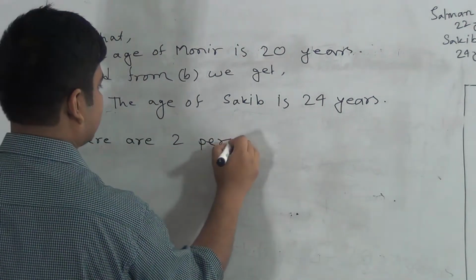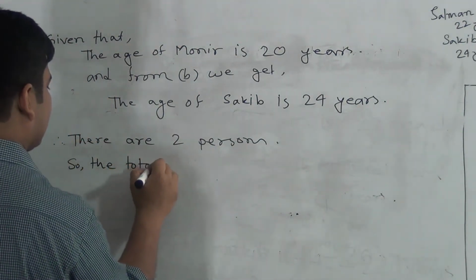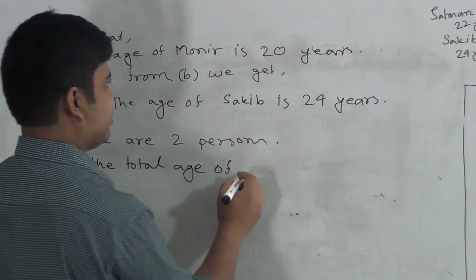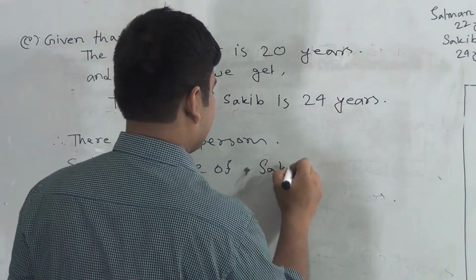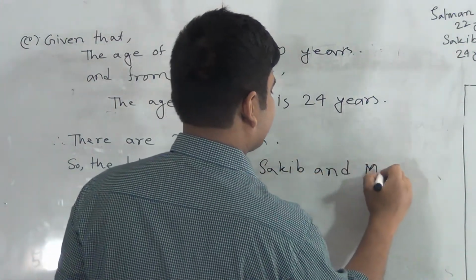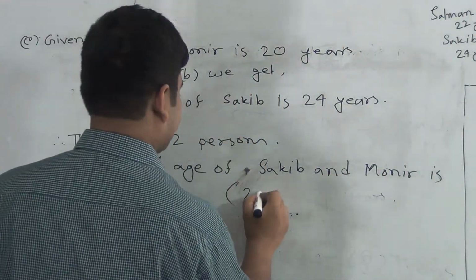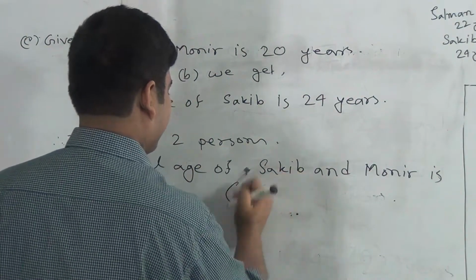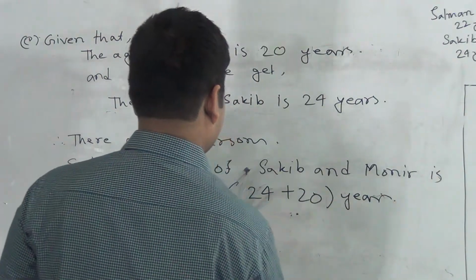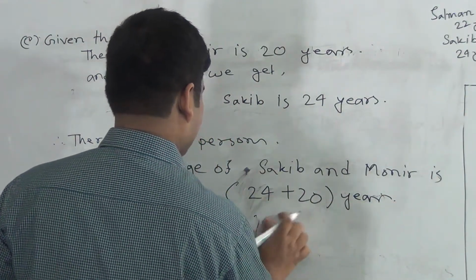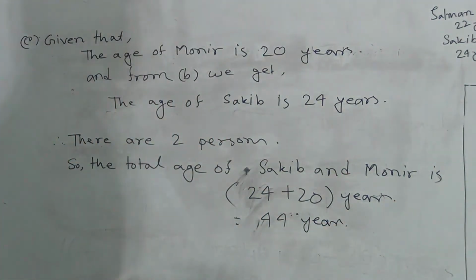Okay, now there are two persons, so the total age of Shakib and Monir is, we add 20 plus 24, Shakib is 24 years and Monir 20 years, that means 44 years.